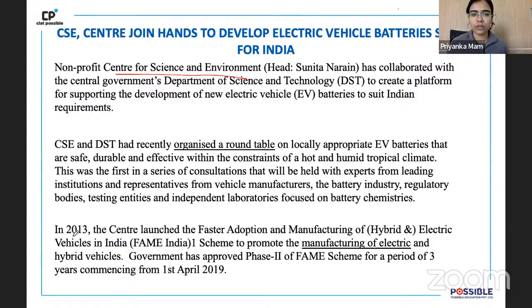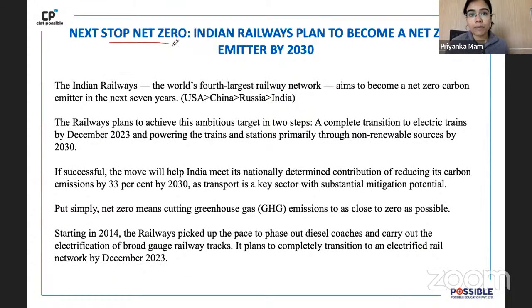Apart from that, 2013 की बात करें तो FAME India 1, you should just know the full form, right? Faster adoption and manufacturing of hybrid and electric vehicles. FAME 2 भी हमने स्टार्ट किया था 2019 के लिए for the next 3 years, right? Ministry of Heavy Industries के अंदर ये चीज आ जाएगी, ठीक है? Although they also collaborate with Union Ministry of Roads and Transport and all of that, but this is also to do with EV, electric vehicles. So which two organizations have come together? एक तो हमारा central government और दूसरा non-profit organization Center for Science and Environment, and who's heading it? Sunita Narayan.